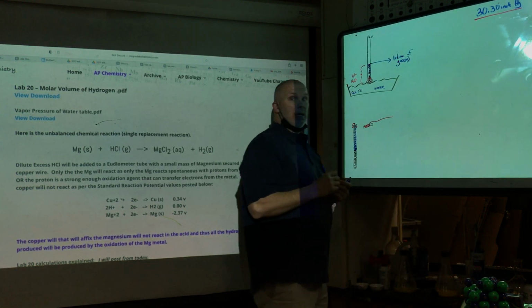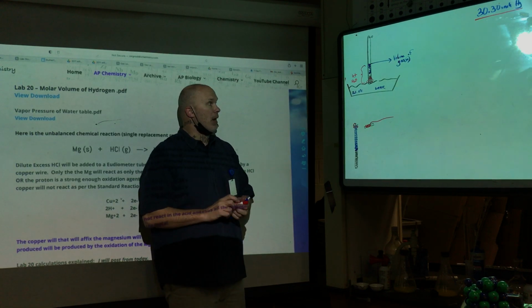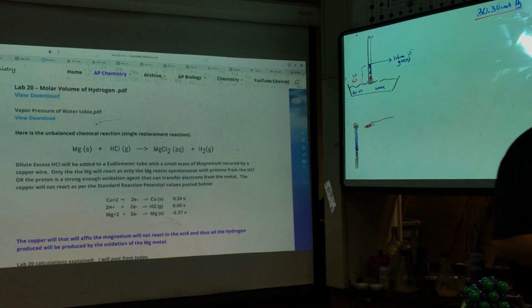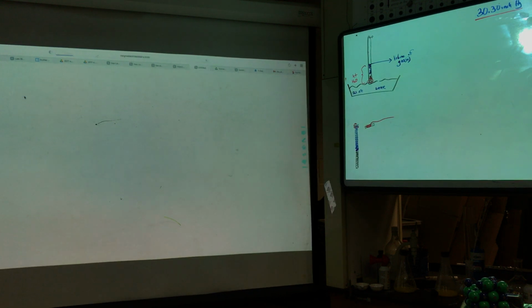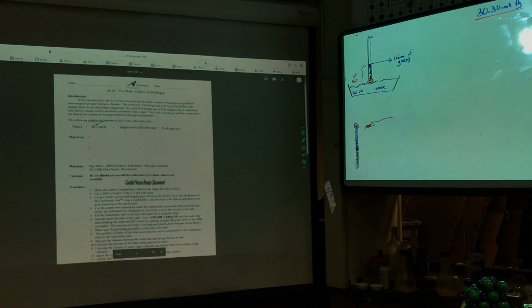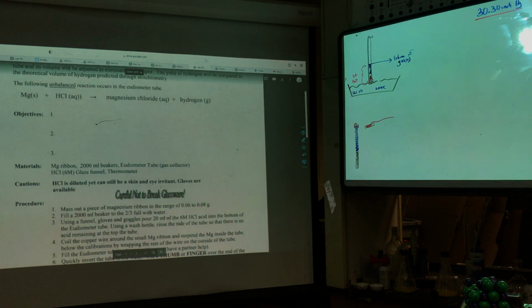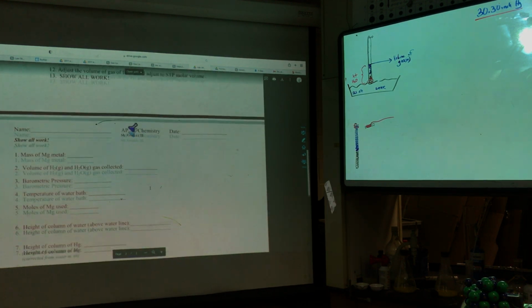And of course, we need to have what? The outside atmospheric pressure. Okay, so I'm going to pull up now your lab, so we can see what we're doing. So I'm going to view this. All right, boom, lab 20. Make this up close and personal as we can. Okay, and let's go see what we have here.